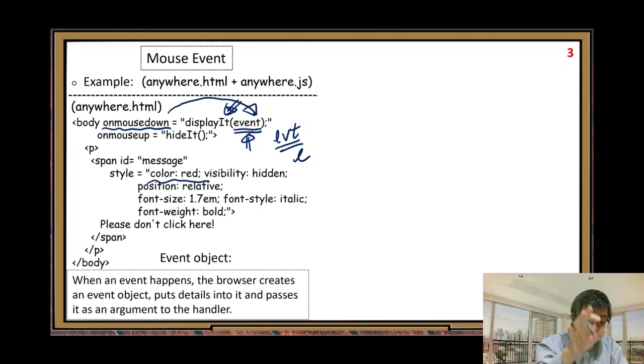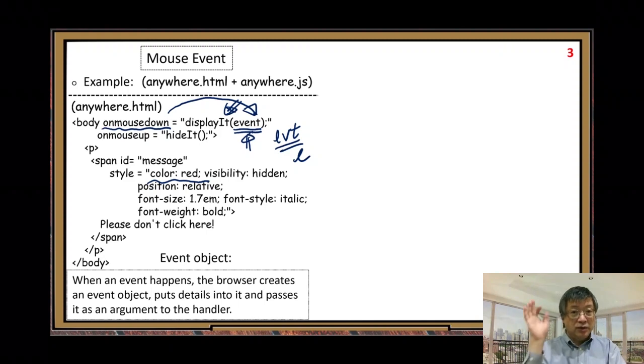The browser puts details into it, because a lot of details are associated with that event. So the coordinates, X coordinate, Y coordinate, the location. That information is stored in that event object, and then passed as an argument to the handler. Now you need to handle that event in your JavaScript functions.